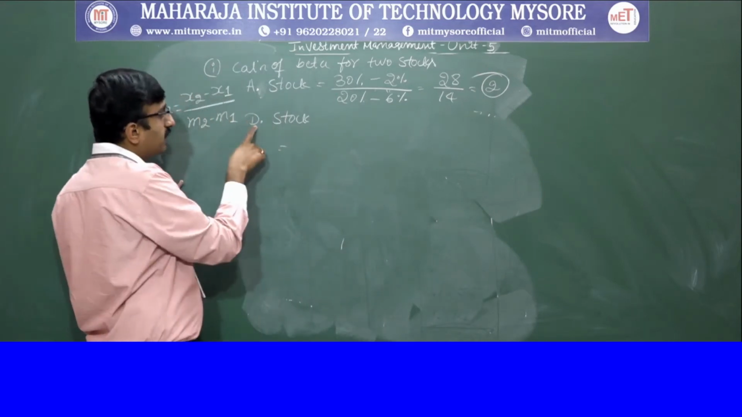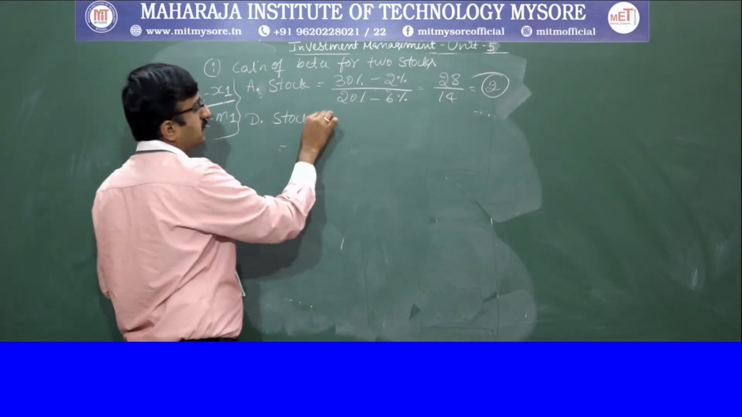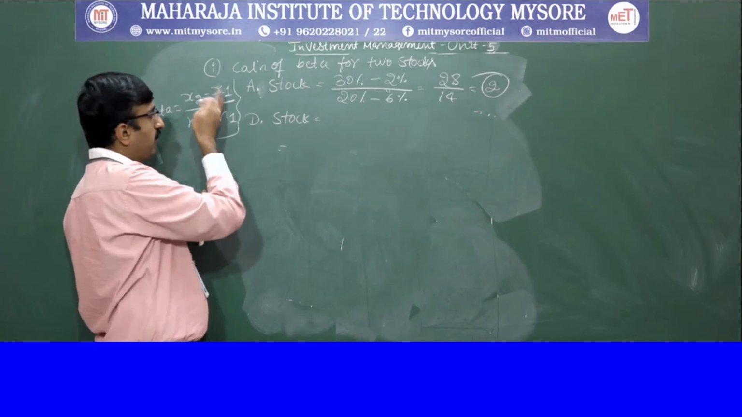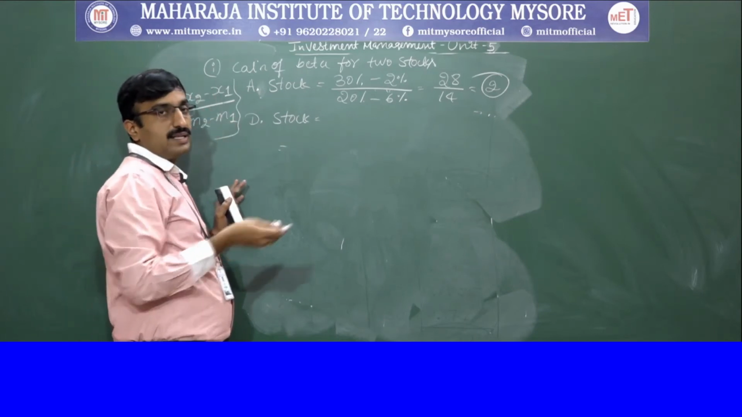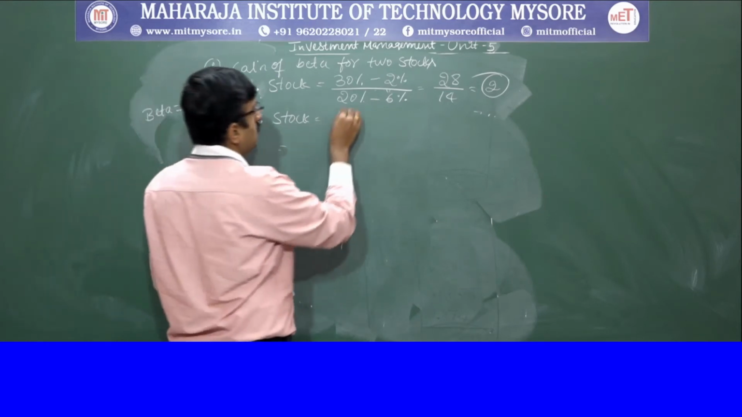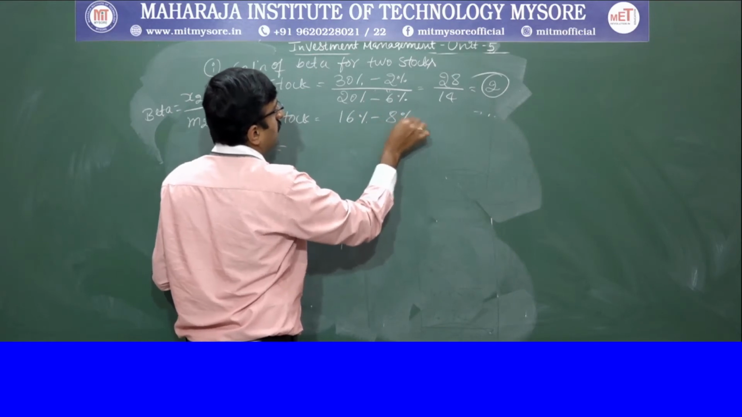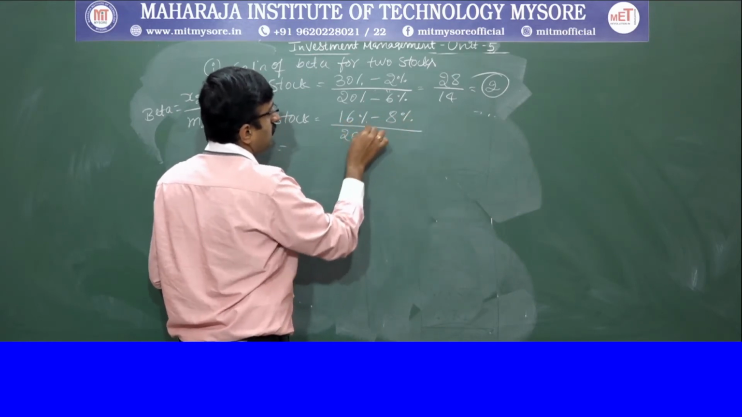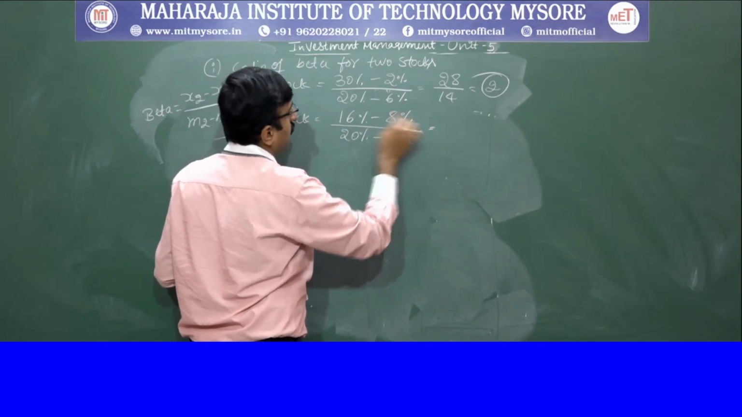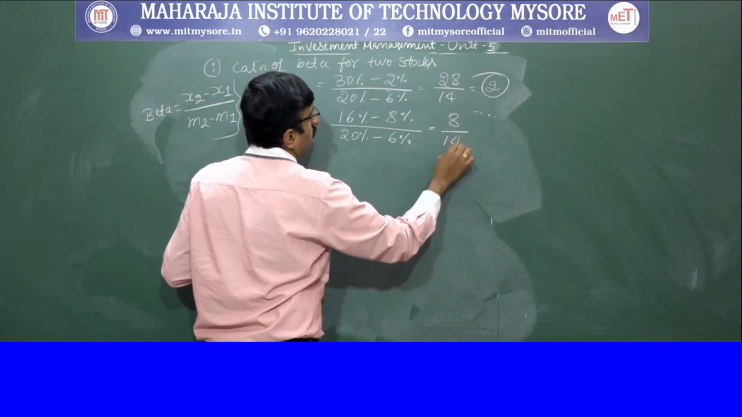Next, moving on to the defensive stock. Same as before. Instead of X, you can take Y or whatever it may be. X2 means the second row. How much do we have? We have 16%. So 16% minus X1, which is 8%, divided by M2 minus M1, which is 20% minus 6%. 16 minus 8 is 8, and 20 minus 6 is 14.